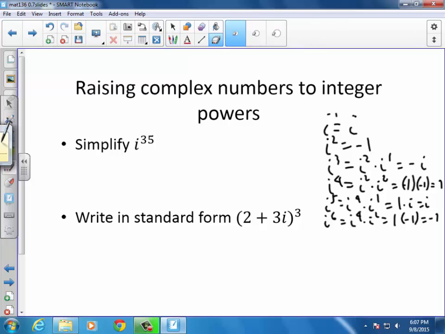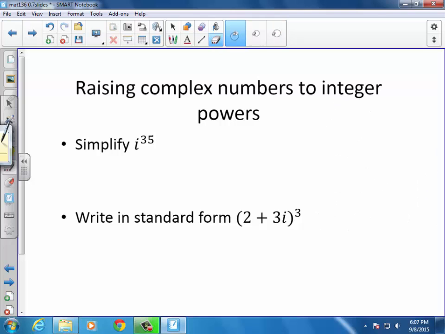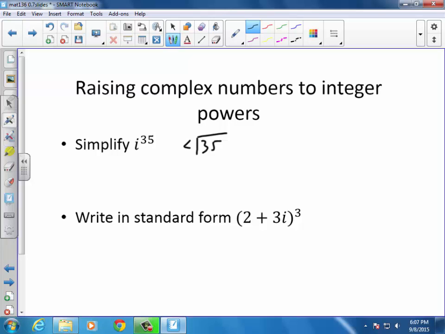So let's do this. If you take 35 and divide it by 4, 8 times 4 is 32. 35 minus 32 is 3. So the remainder is 3. So i to the 35th is going to be the same as i to the 3rd, which was negative i.